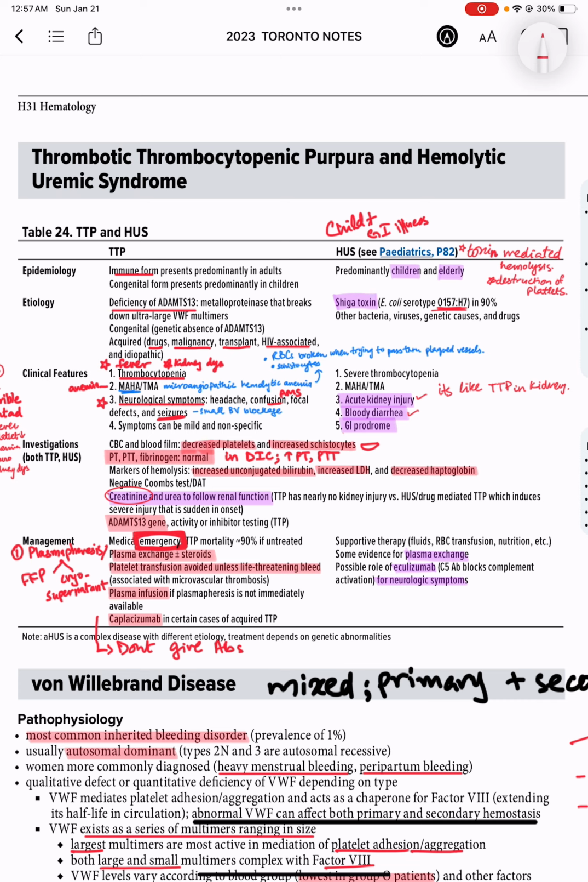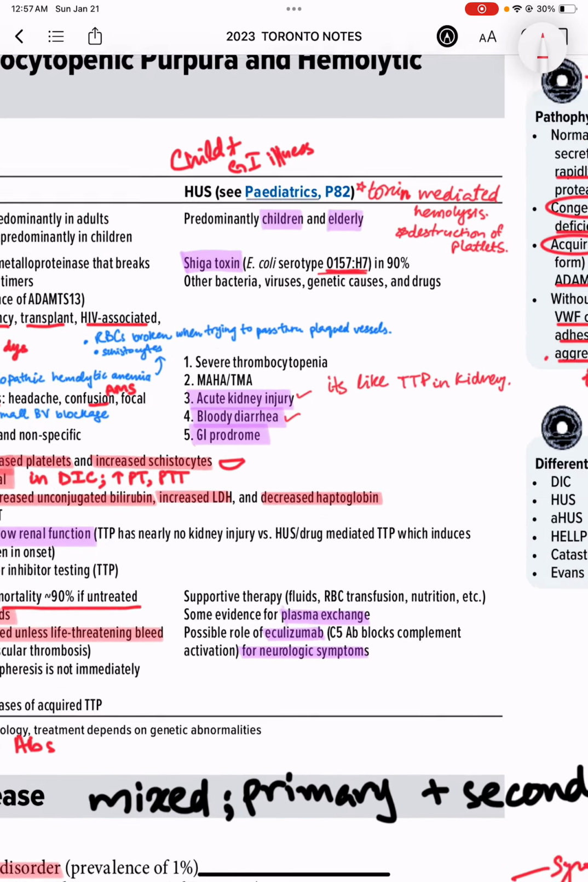Mortality is pretty high. TTP mortality is almost 90% if it is untreated. So it is a medical emergency. Take it as a medical emergency.